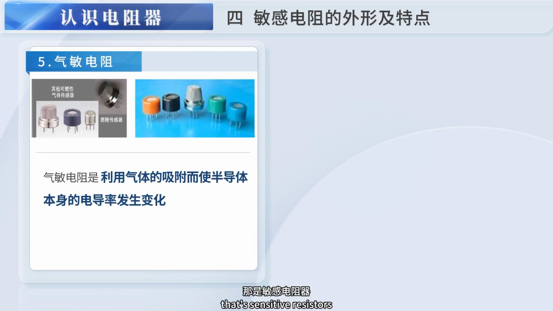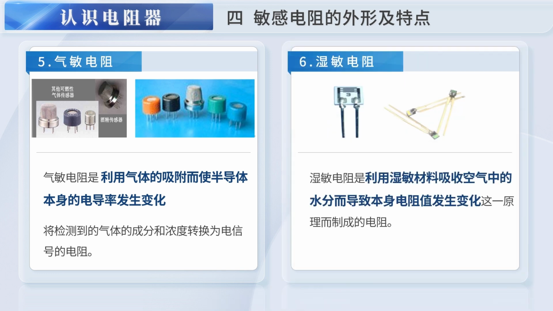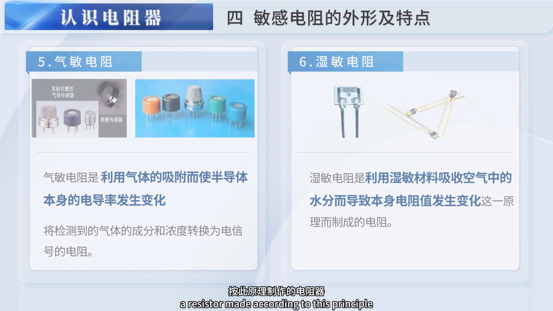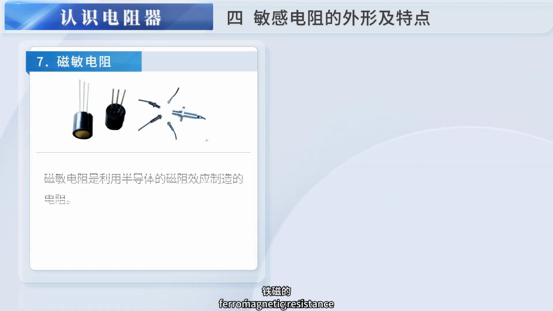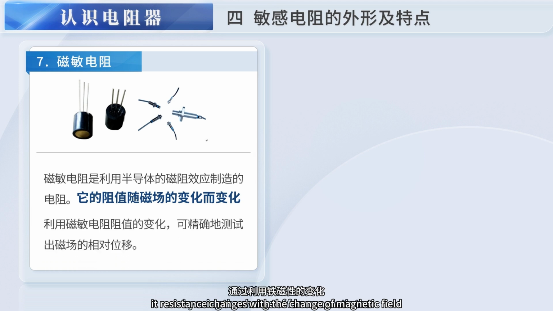Gas-sensitive resistors are based on the change of a semiconductor's electrical conductivity. It converts the detected gas composition and concentration into an electrical signal. Humidity-sensitive resistor. It uses moisture-sensitive materials to absorb moisture, causing changes in its resistance value. A resistor made according to this principle. Ferromagnetic resistance. It is made by using the magnetoresistance effect of ferromagnetic materials. Its resistance changes with the change of the magnetic field. By using this change, the relative displacement of the magnetic field can be accurately tested.